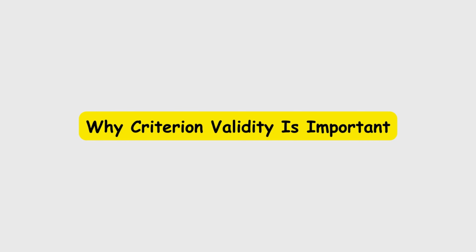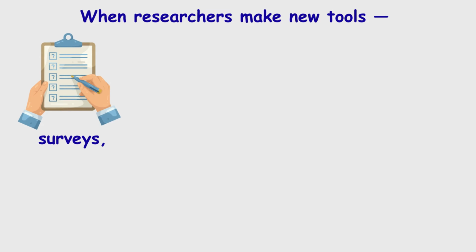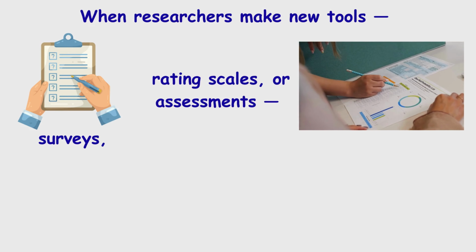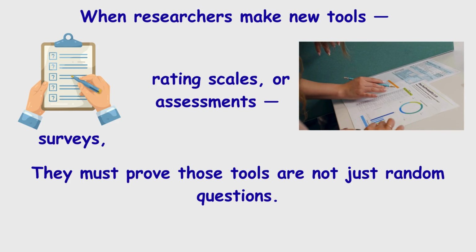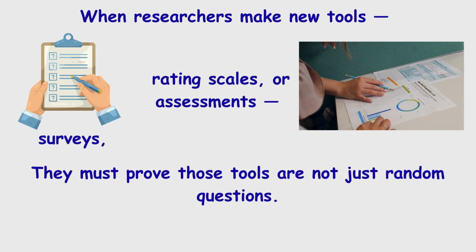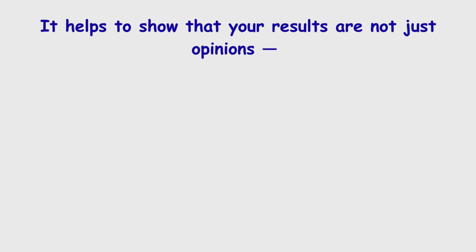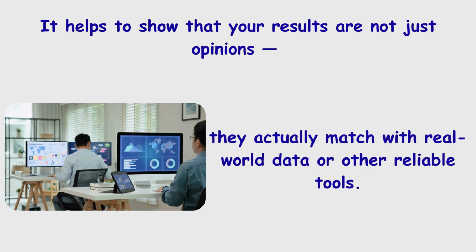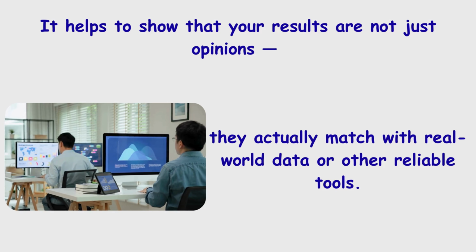Why criterion validity is important: when researchers make new tools, like surveys, rating scales, or assessments, they must prove those tools are not just random questions. Criterion validity gives that proof. It helps to show that your results are not just opinions. They actually match with real-world data or other reliable tools.